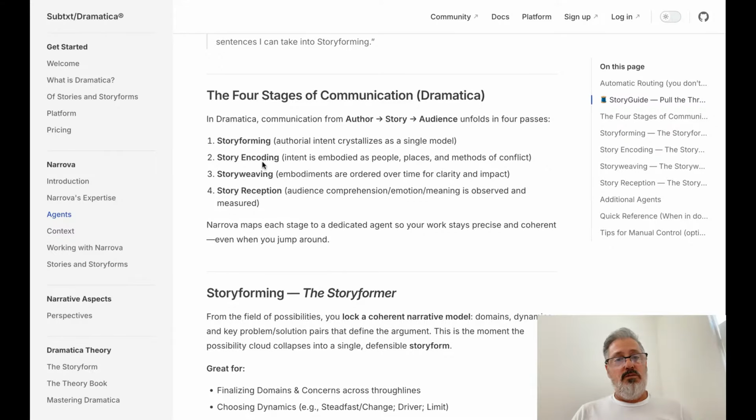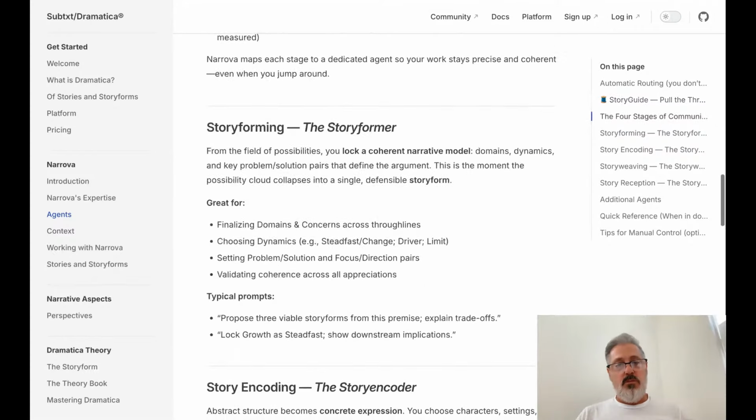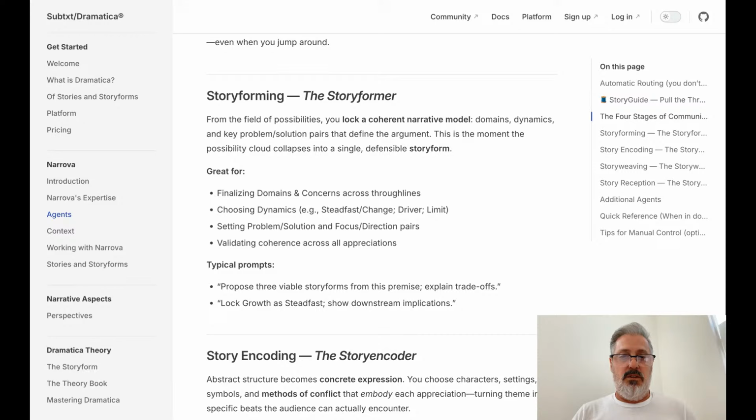So, what's really fun is I've actually mapped each of these stages to its own dedicated agent in Narova that you have access to. The one that's been there since Narova came out about a month and a half ago is the story forming one. So that is the story former. It's the one that knows all the rules of Dramatica, can help you get to the story form. You can just drop into Narova and put a story idea and say, I need to find out the story form for this, and it will help walk you through it so you can get down to it.